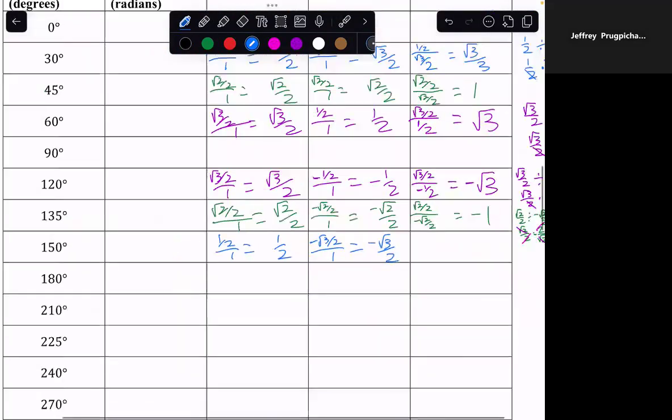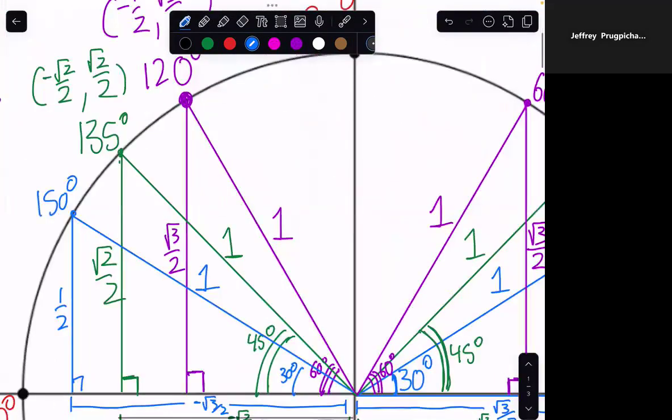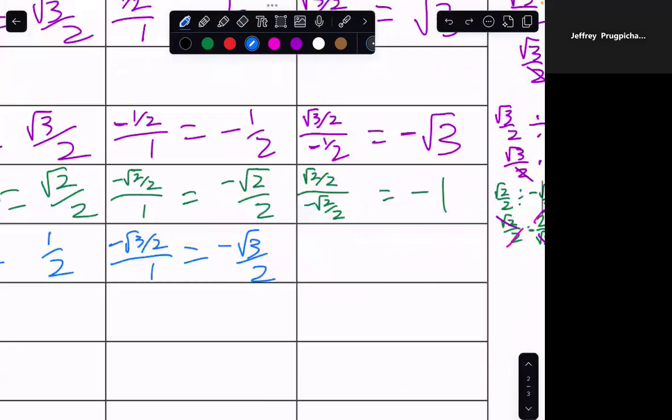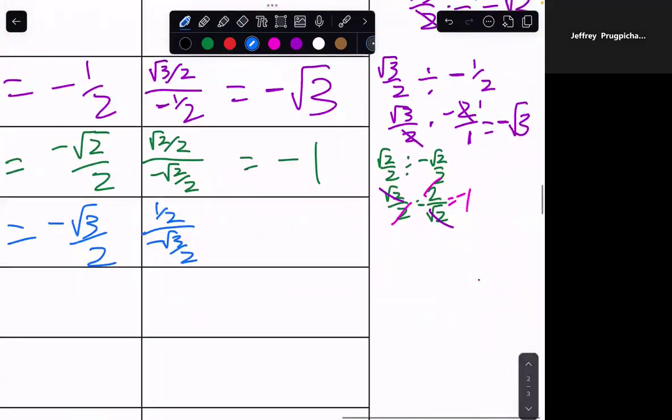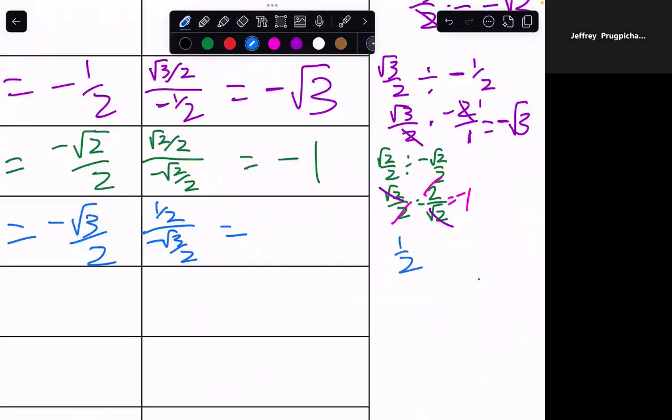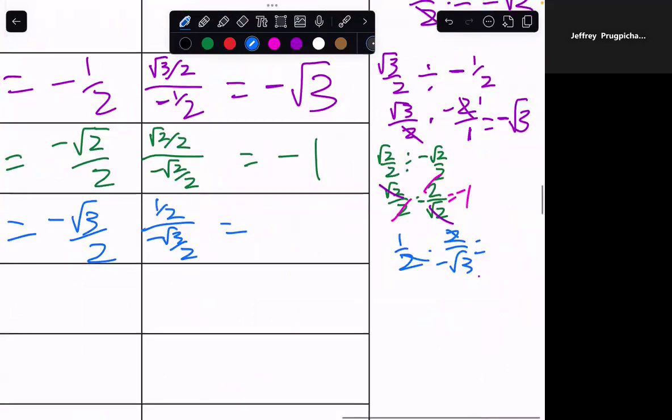And then tangent is opposite over adjacent, so 1/2 over negative radical 3/2. Here I'm going to rationalize it. The radical 3 in the denominator, you can do times radical 3 over radical 3 to get negative radical 3/3.